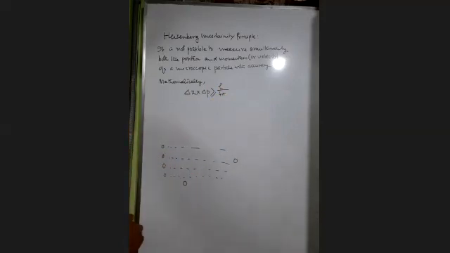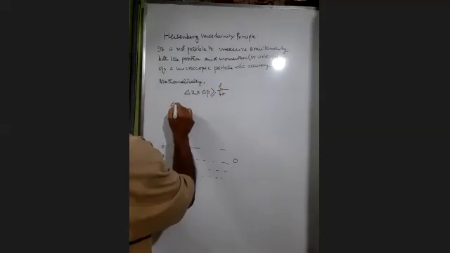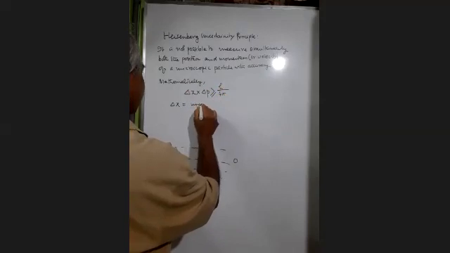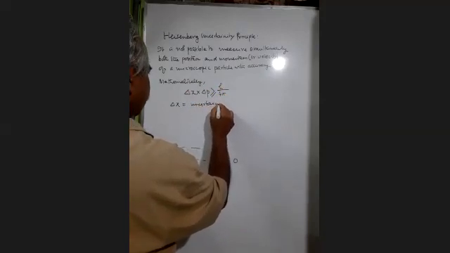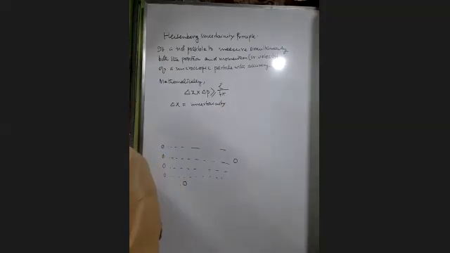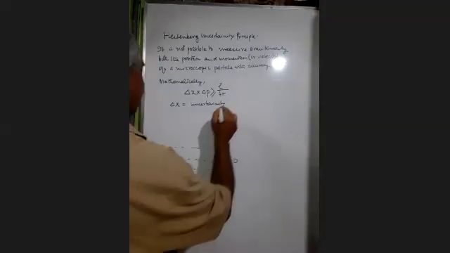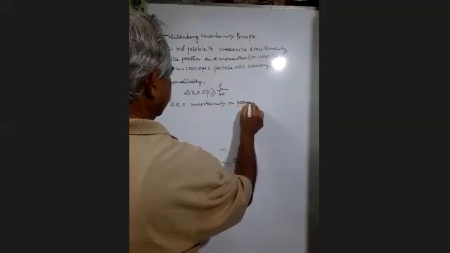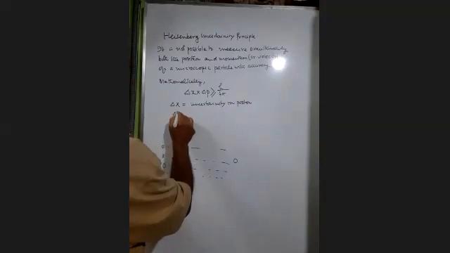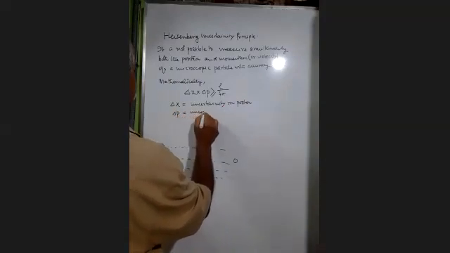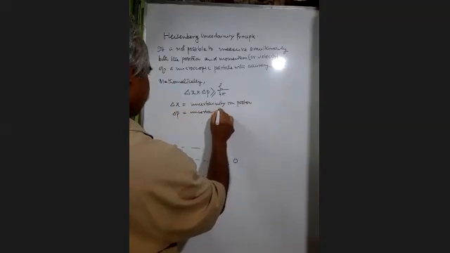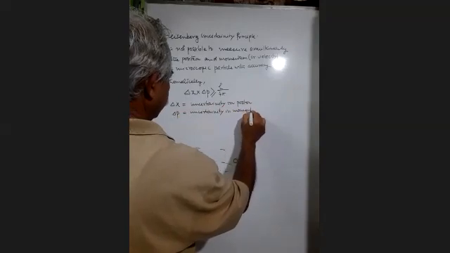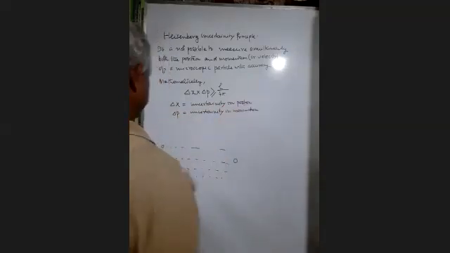So what is delta x? Uncertainty in position, and delta p is uncertainty in momentum.